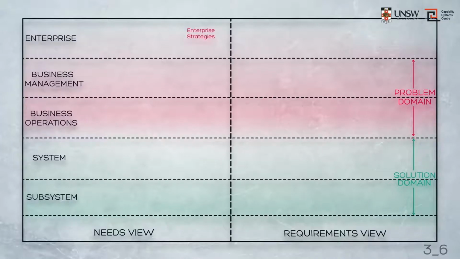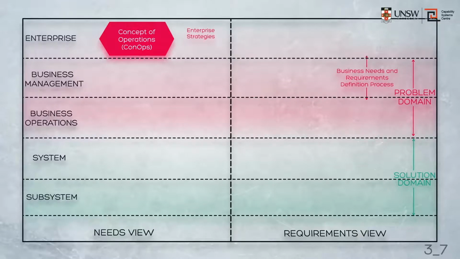At the highest level, the enterprise has a number of strategies that will guide the future of the enterprise. From our perspective, our system has its genesis in what's called the concept of operations, or the ConOps, which communicates the leadership's intentions with regard to the operation of the organisation in terms of how it's going to use existing systems and the systems to be developed, one of which will be ours. The business needs and requirements, the B&R definition process, begins with the organisation's vision, goals and objectives communicated by the ConOps.